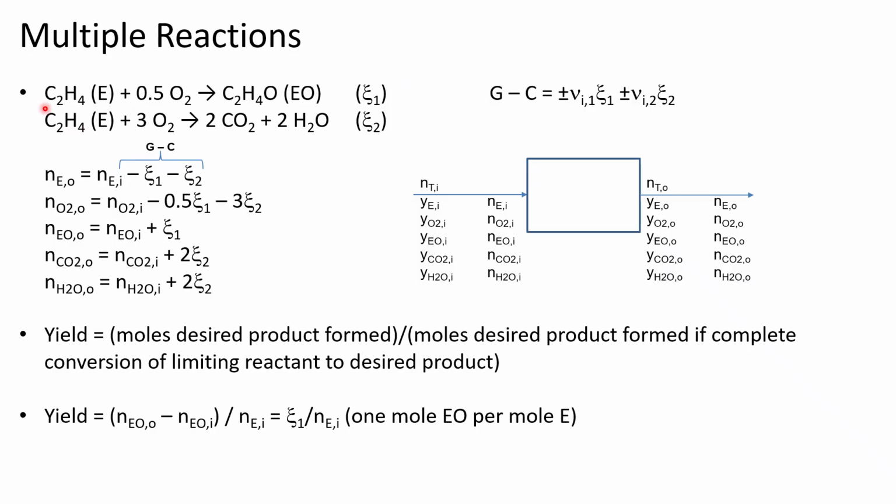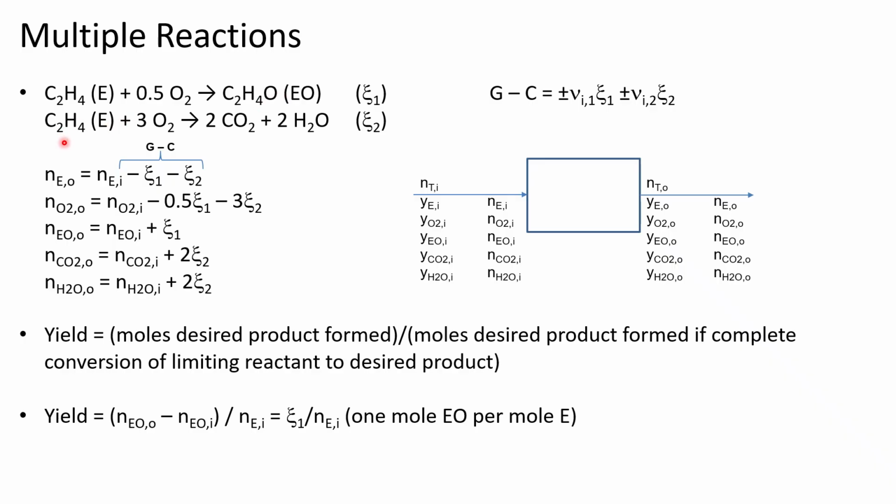The first is the desired reaction. This is a reaction in which ethylene, C2H4, which we'll represent with the letter E, reacts with oxygen to form the desired product ethylene oxide, C2H4O, and we'll use the letters EO to represent that molecule. This is a partial oxidation reaction. An oxygen atom adds to the molecule.